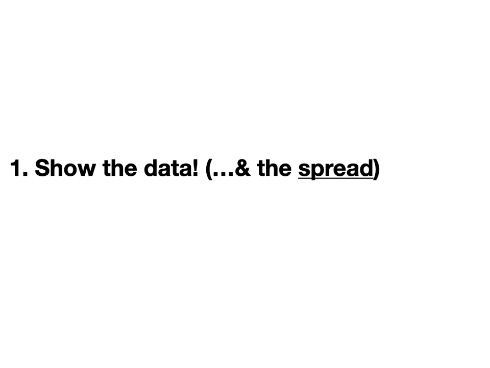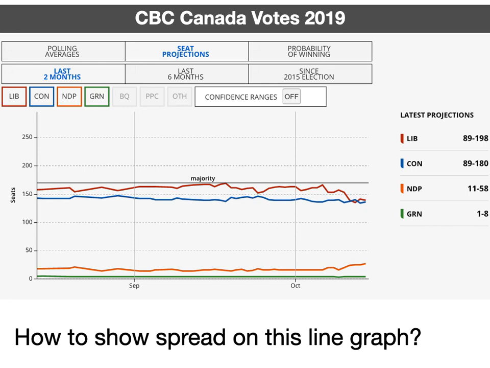The first principle is to always show the data, and ideally the spread or the variability. Here's an example that illustrates this principle. This is from a CBC web application that let you explore polling data in the weeks before the federal election that happened 2 years ago. So this was data from 2019. The Liberals and the Conservative Party were very close in polls leading up to that election.